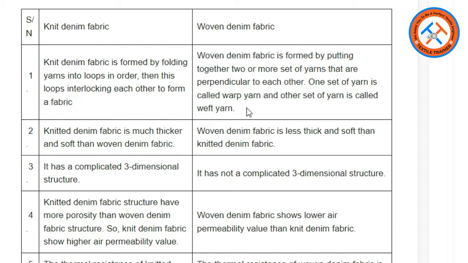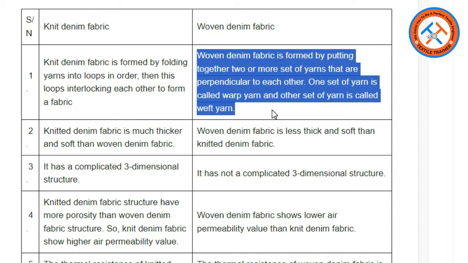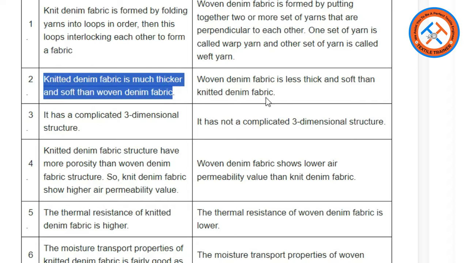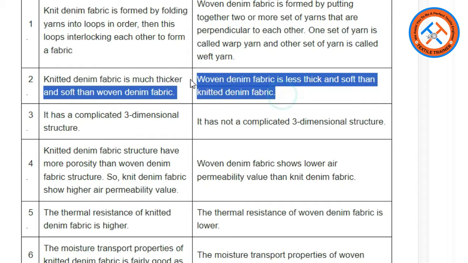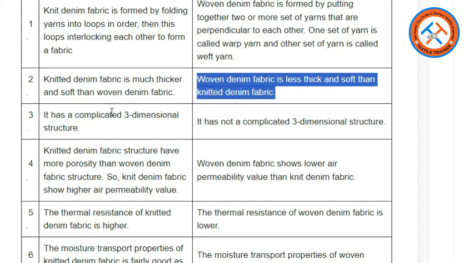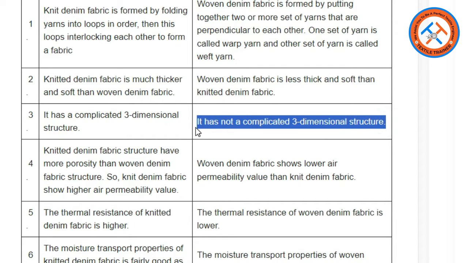On the other hand, woven denim fabric is formed by putting together two or more sets of yarn that are perpendicular to each other. Number 2. Knit denim fabric is much thicker and softer, but woven denim fabric is less thick and soft. Number 3. Knit denim fabric has a complicated three-dimensional structure, but woven denim fabric has no complicated three-dimensional structure.